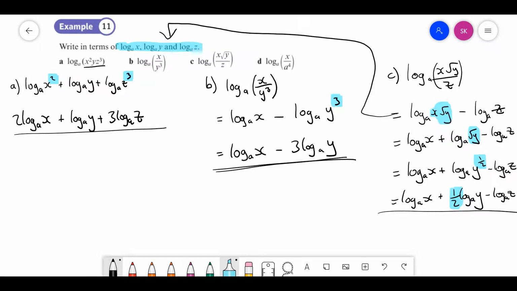For part D, I'll just do it over here. First thing I'm going to do is separate out using the division law.